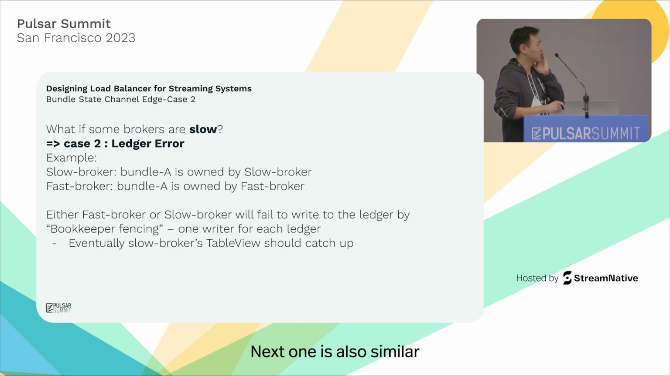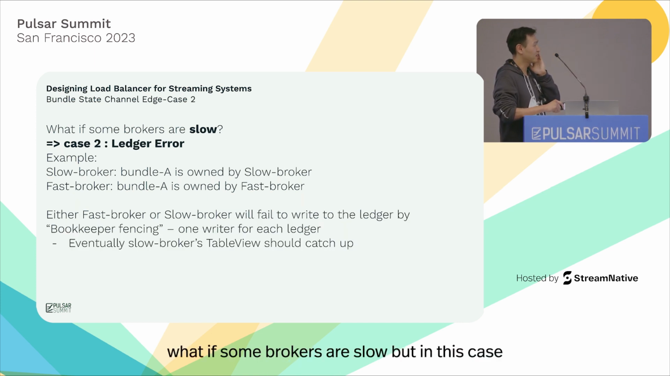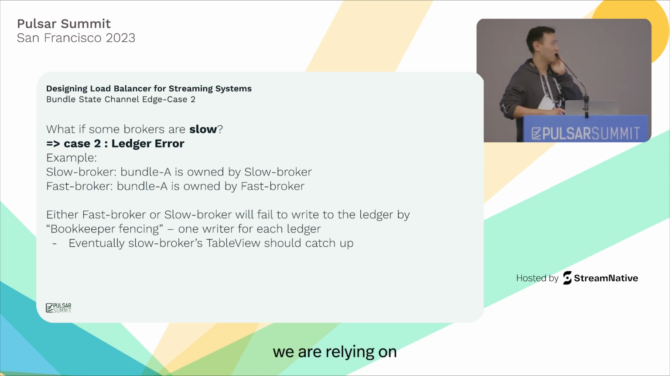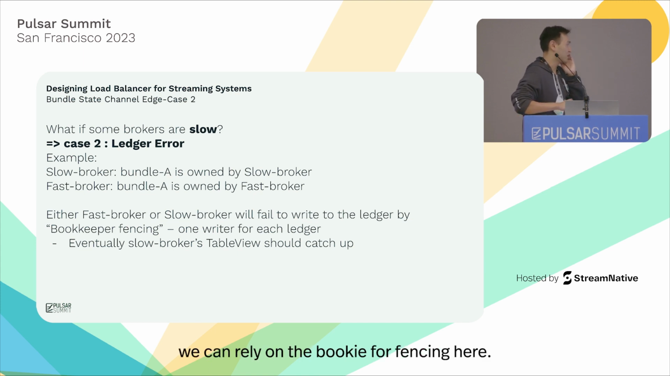Next one is also similar. What if some brokers are slow? But in this case, each one thinks that they are the owner. So the slow broker thinks that bundle A is owned by itself, and then the fast broker thinks it's the owner now. So in this case, we can rely on the bookkeeper fencing here.